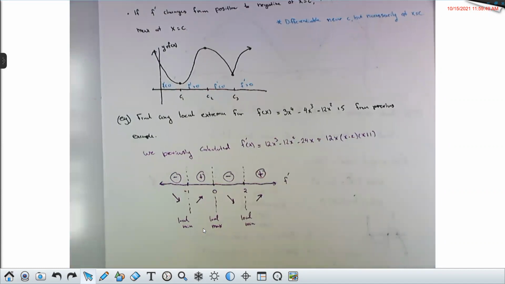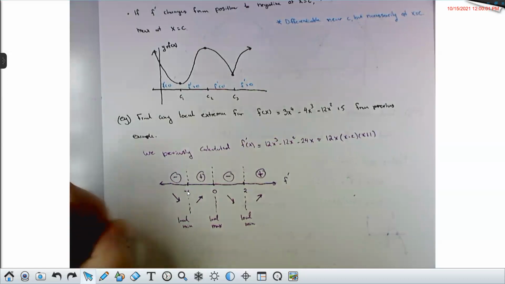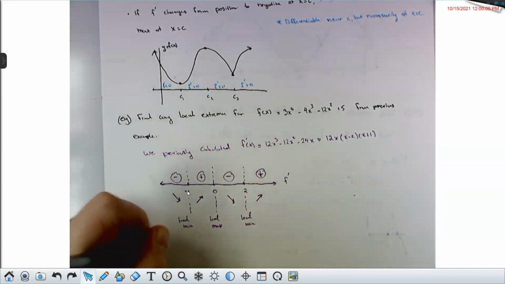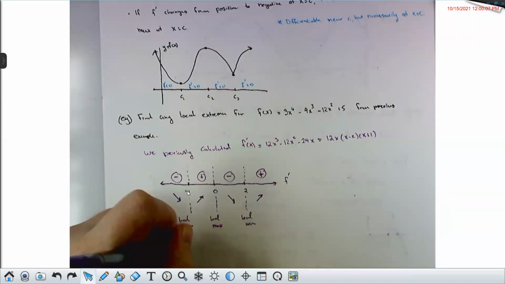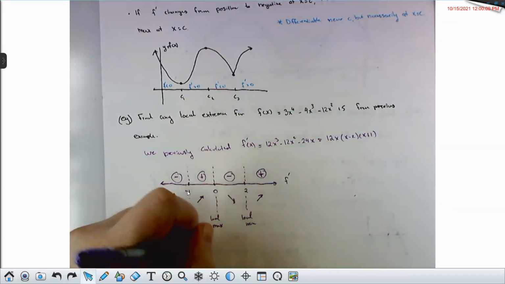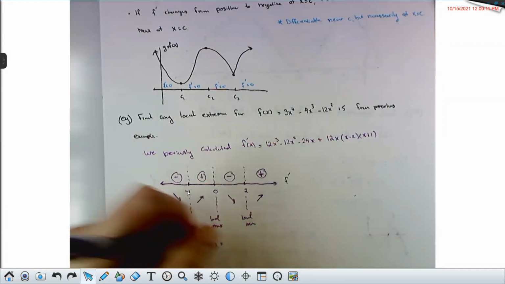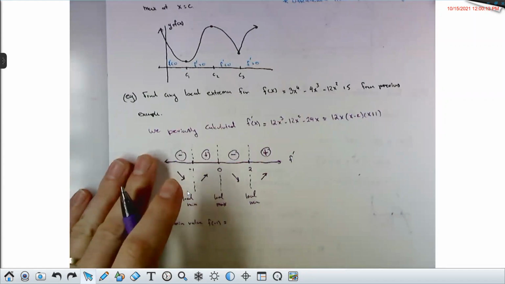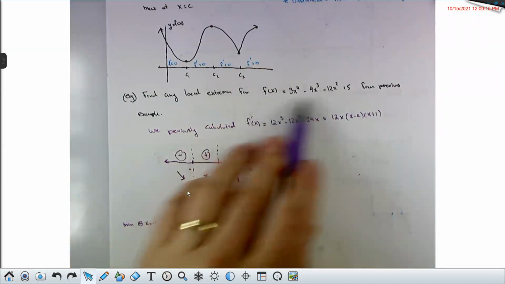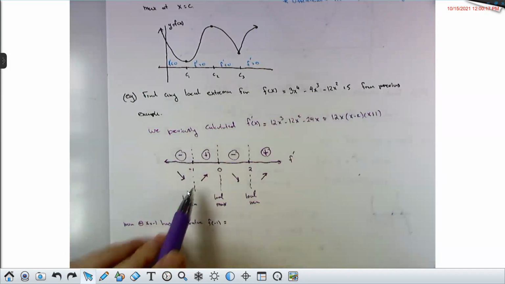Now, I'd also like to find the y values. I'd like to know what is the actual point where this local min exists. I know the x value is -1. So the local min at x equals -1 has min value f of -1. If I plug -1 into this original function, that will tell me the y value of this min.